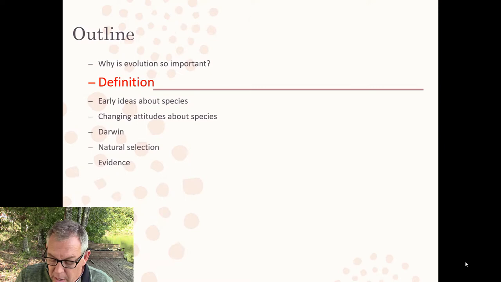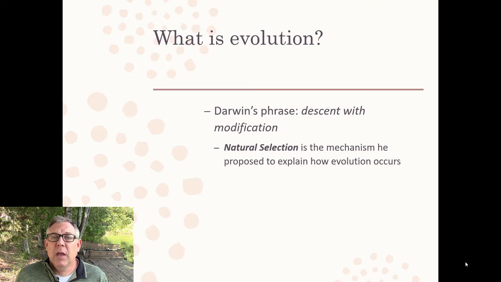Okay, so I've talked about it, and I sort of hinted at the definition, and there's lots of ways we could define this. My favorite, the one I think works best for a class like this, is Darwin's phrase, descent with modification. I think that captures the essence of evolution. Remember that natural selection was the mechanism that he proposed to explain how evolution occurs. So they're a little bit different, right? Evolution is this idea that all living things descend from earlier ancestors, and over time, species change and new species arise. That's evolution. What causes this change? What's the mechanism? The most important one is natural selection, and that's also the idea that Darwin came up with.